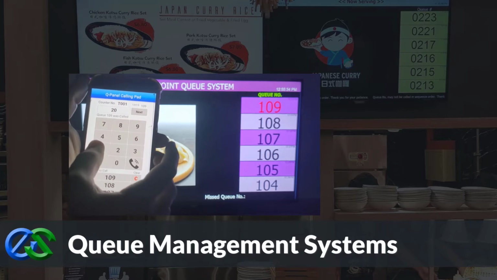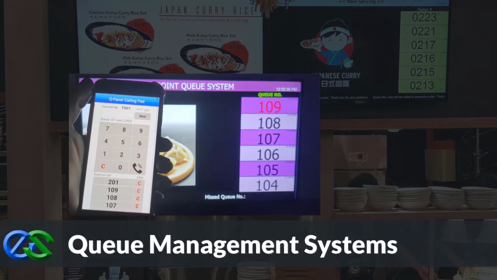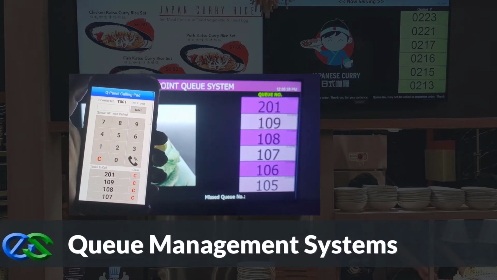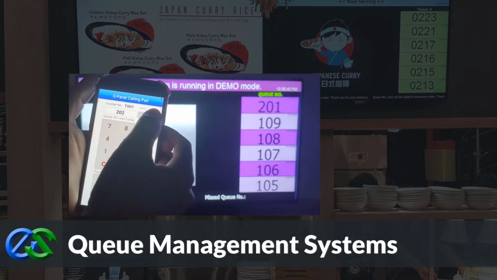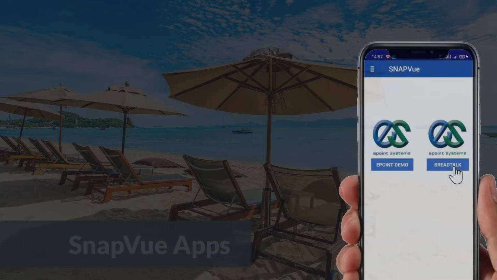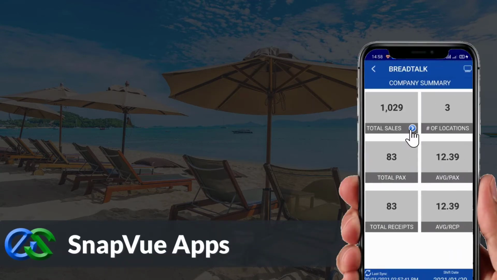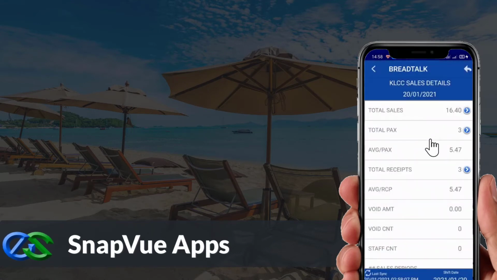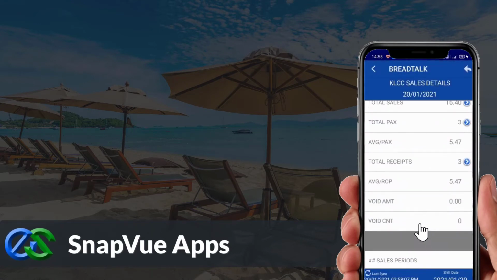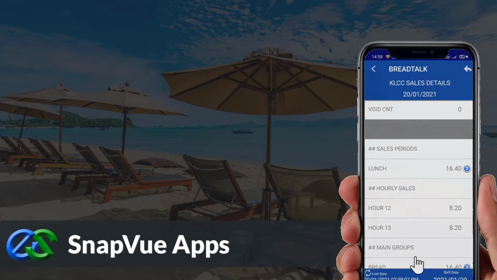Queue management systems are established to keep queues organized, maintain customer safety distance, increase customer retention rates, and improve staff performance. The Snap View app allows the customer to view real-time sales data and status breakdown by outlet on the go. The owner is able to access it anywhere as long as there is internet.